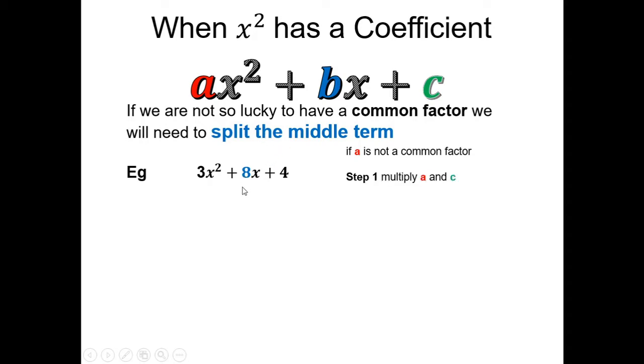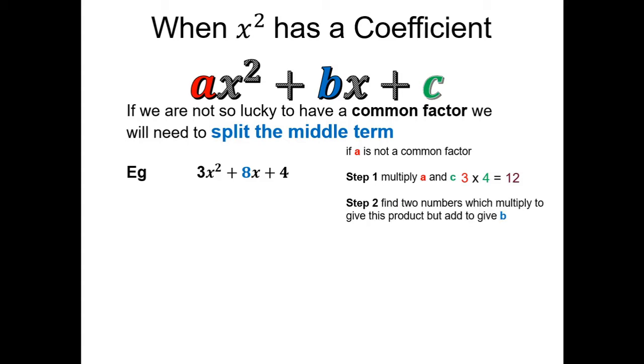Okay, so step 1, multiply a and c together. Note the color scheme I've got up here, a and c, that's the first and the last term. So here I'm going to multiply 3 and 4 together. That's 12. Step 2, find two numbers which multiply to make this product, but add to give b.